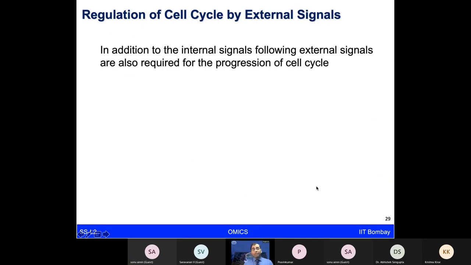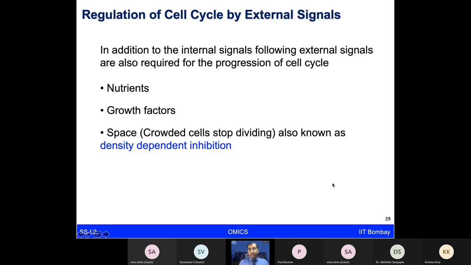In addition to these internal cues, there are also several external things which are equally important. For example, whether nutrients are sufficient in the cells, and whether growth factors are there. Also, space is very important, and that's where a lot of engineering principles come into play. There are many mechanical engineers and people from an engineering background who try to study the cell cycle and cancer, looking at different properties through mechanical experiments.